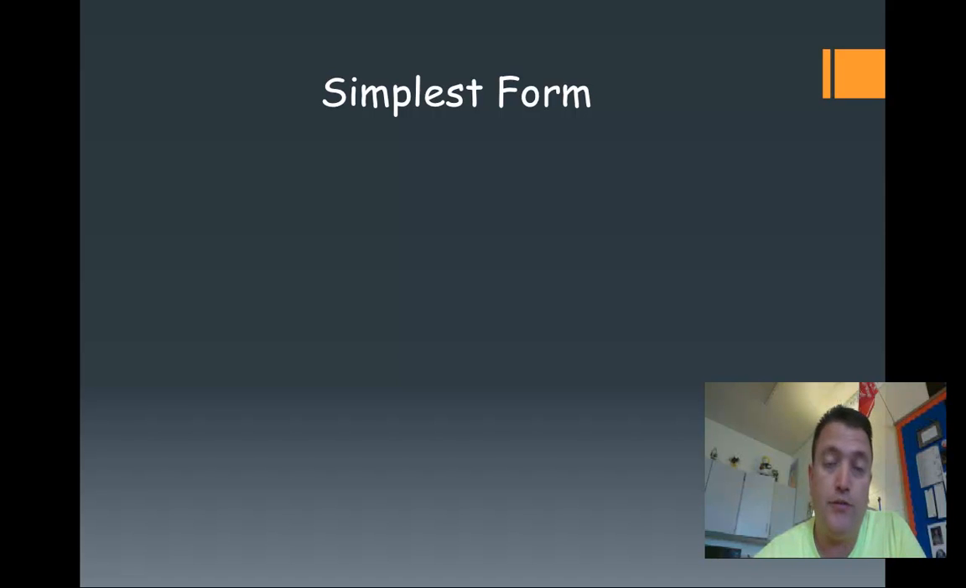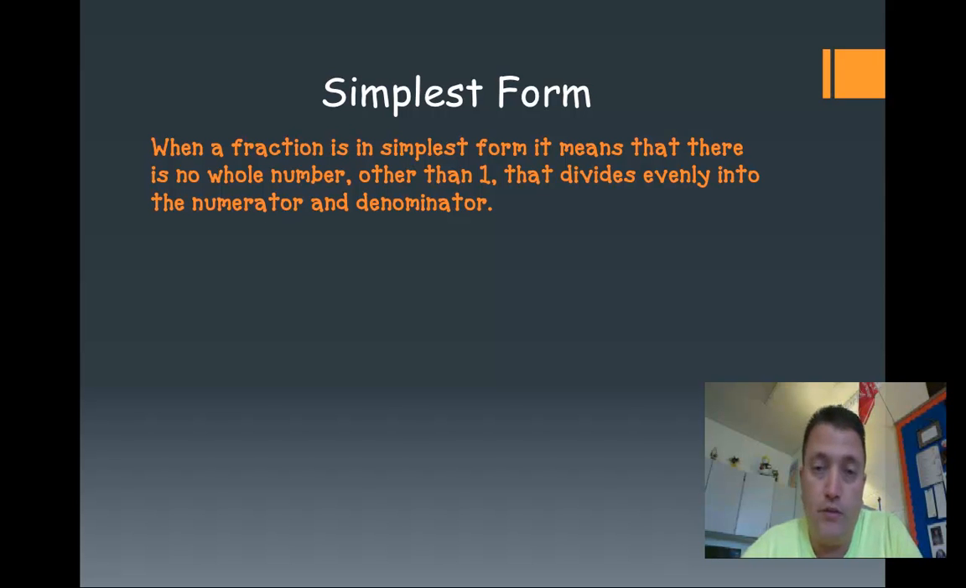Now we're going to talk about simplest form. Okay? When a fraction is in simplest form, it means that there is no whole number other than 1 that divides evenly into the numerator and denominator. So what does that mean? It means that if the fraction is as low as it can go, or in simplest form, the only factor those two numbers will share will be 1.